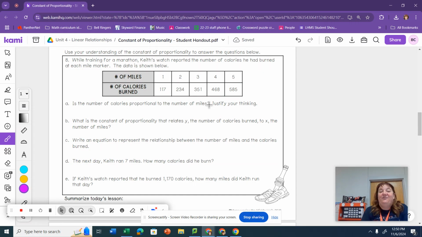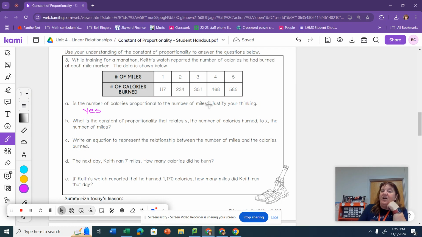While training for a marathon, Keith's watch reported the number of calories he had burned at each mile marker. The data is shown below. At 1 mile, he burned 117. At 2 miles, 234. Is the number of calories proportional to the number of miles? Justify your thinking. Well, I would say yes, because every time I ended up adding 117.